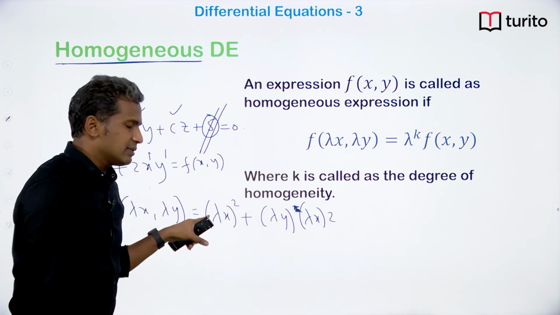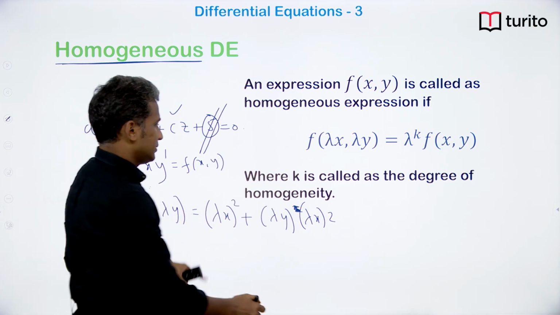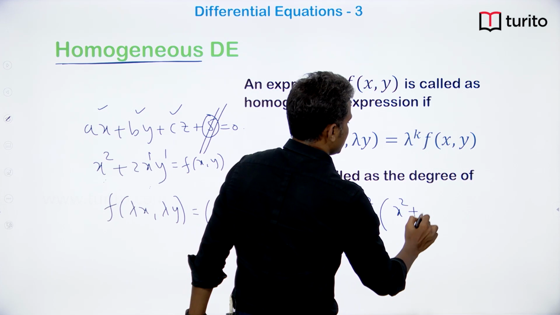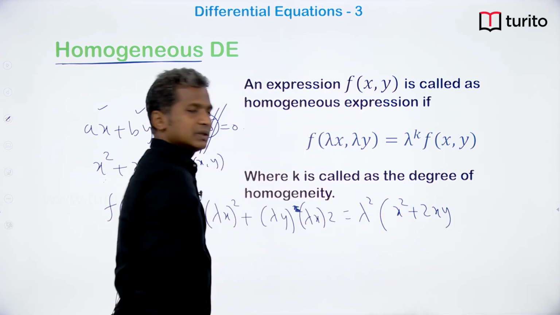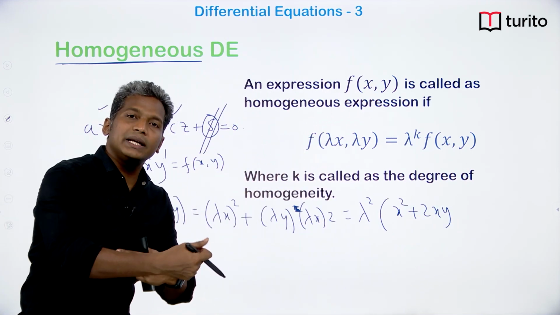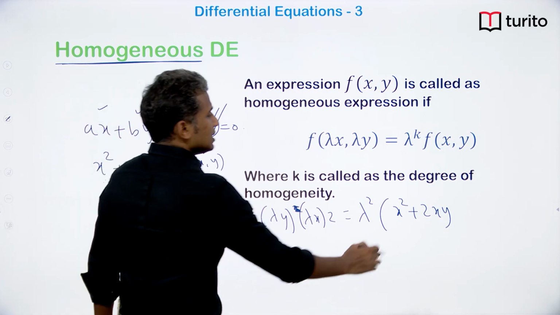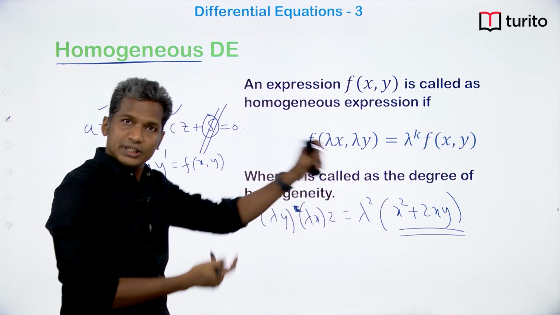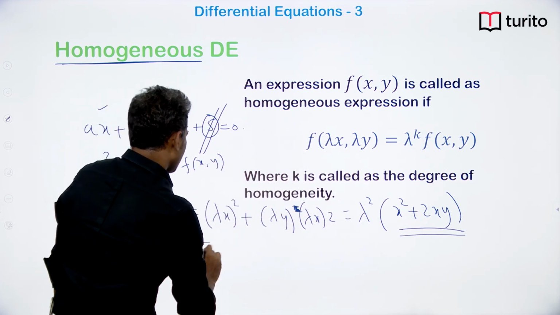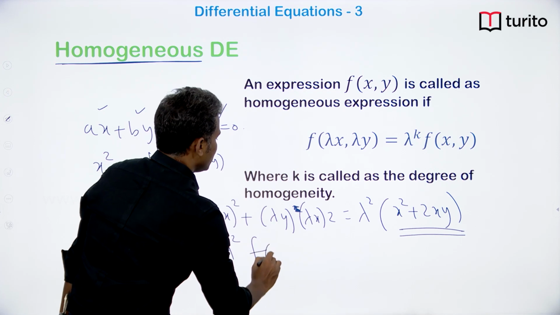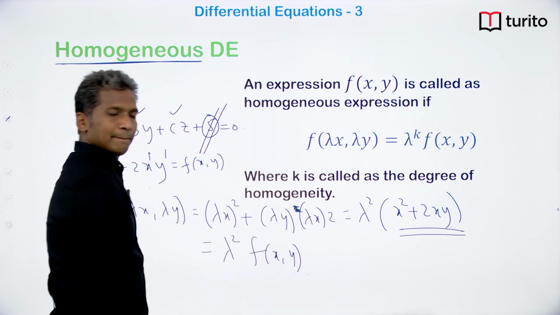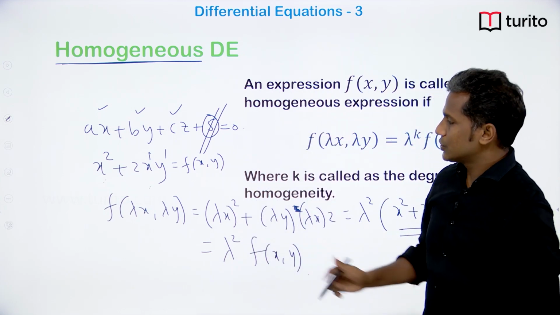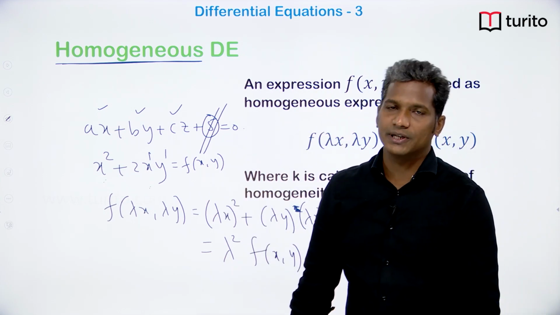Now, if you notice, we can take all lambdas common. So, we can write this as lambda square into x square plus 2xy. So, we could take all lambdas common, and whatever expression remained, it becomes the original expression. That means this is equal to lambda square into f of x comma y. So, is it satisfying the definition? Of course, yes. Hence this is a homogeneous expression.